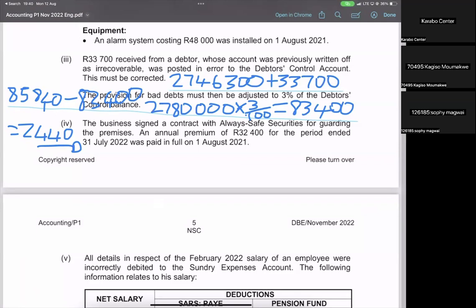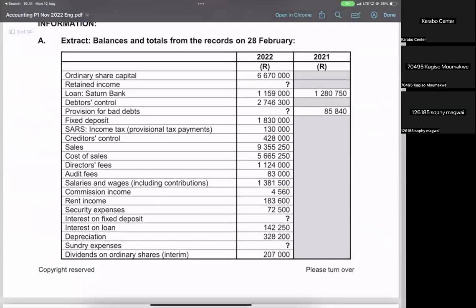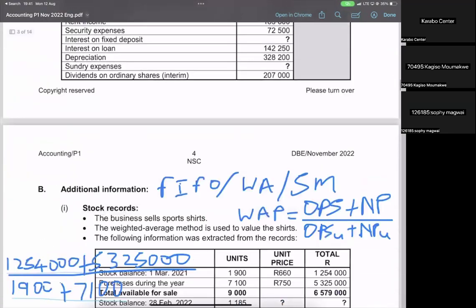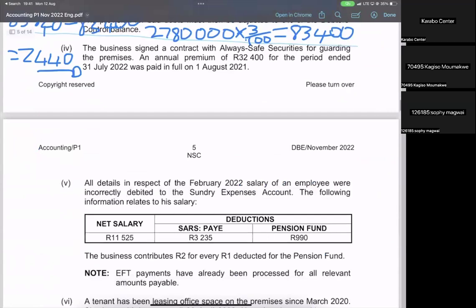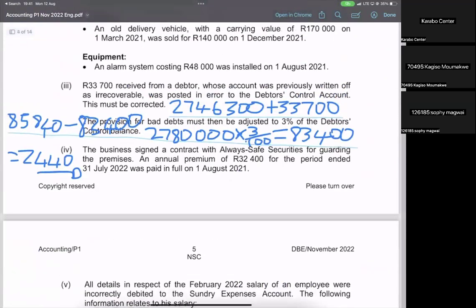You have to check what the transaction says. Does the transaction say the amount was paid? Does it indicate whether the amount is already included in the amount shown on the balances and totals from the records of 28 February 2022? That's what we have to check, because number one, you have to know whether you have to include or exclude.